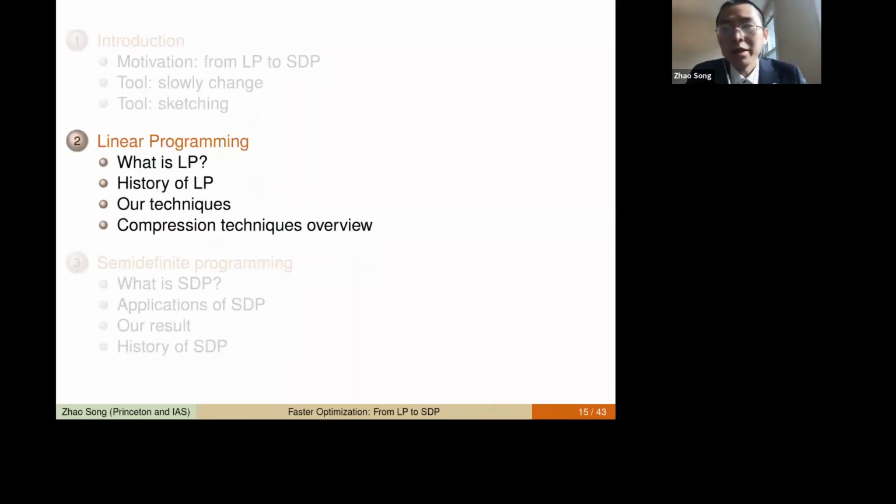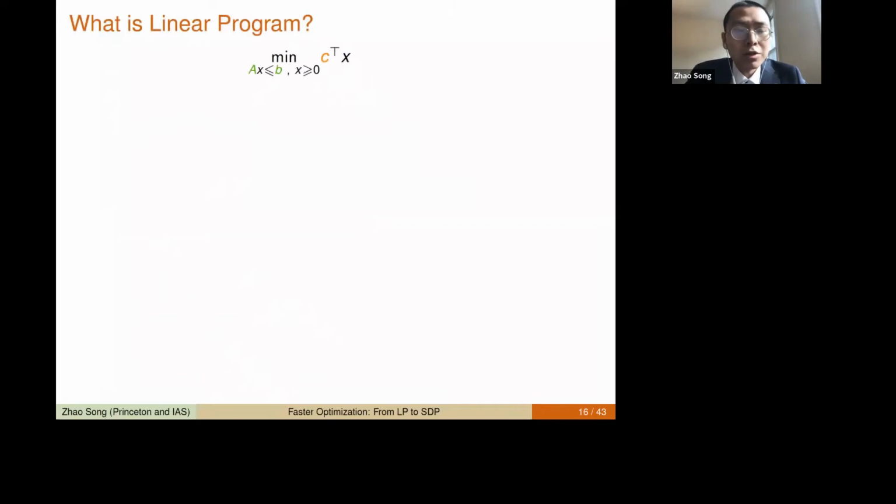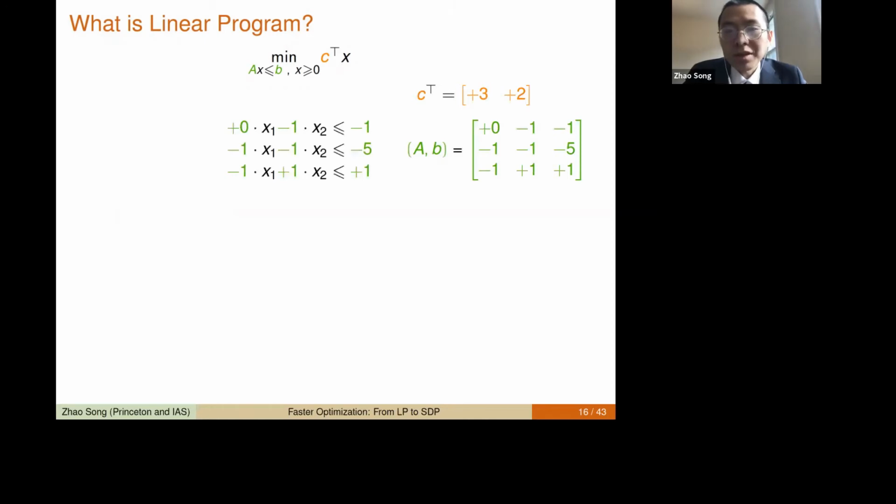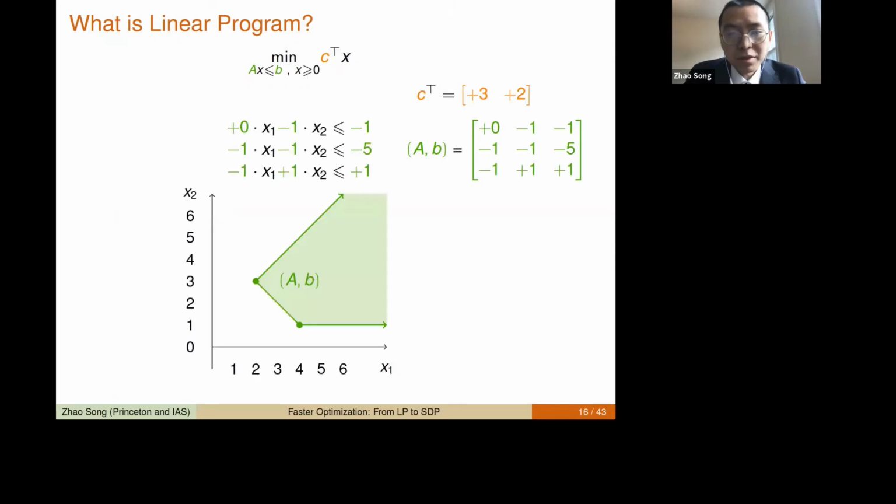So let me start with linear programming. I will first remind you of the definition. You are given a matrix A, a vector B, and a vector C. Let's say they look like this. Your matrix A and vector B decide a convex body in 2 dimensions, like here. And your vector C decides the angle of a line in 2 dimensions. Now in order to solve an LP, you just need to push this line until you touch the boundary of the convex region. Then we solve the LP.